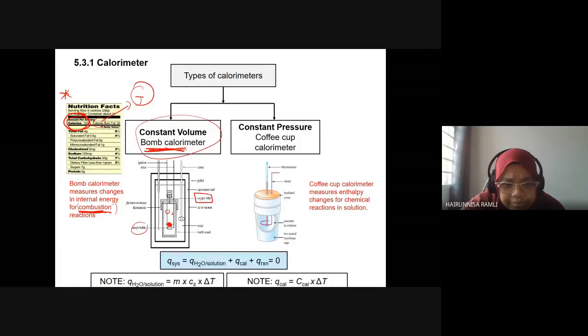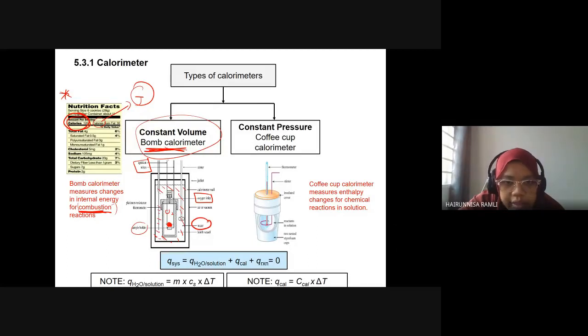Okay. So to burn it, you will not open it and put in a flame. You will have the ignition wire. You burn it from the top, until it completely burns. So we will not measure the temperature, because for heat change we measure in terms of temperature. We will not measure the temperature inside this bomb calorimeter. We will measure the one on the outside, this one that I circled.